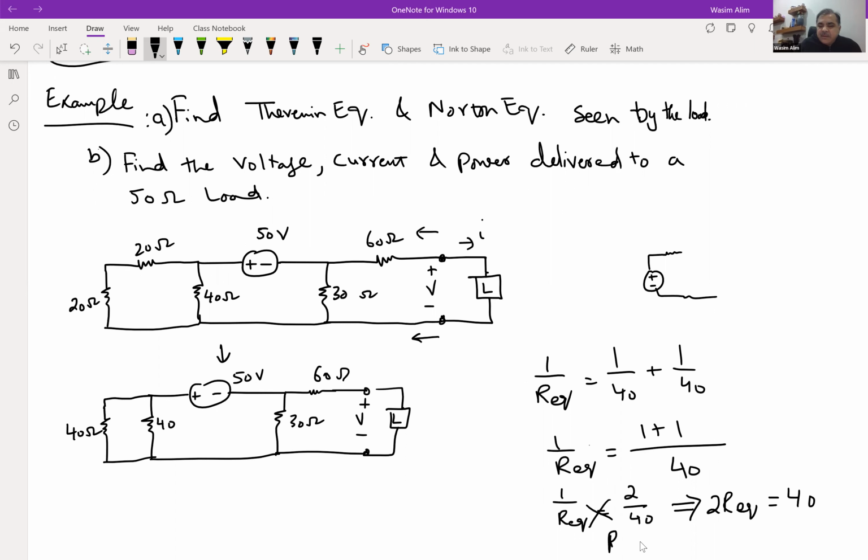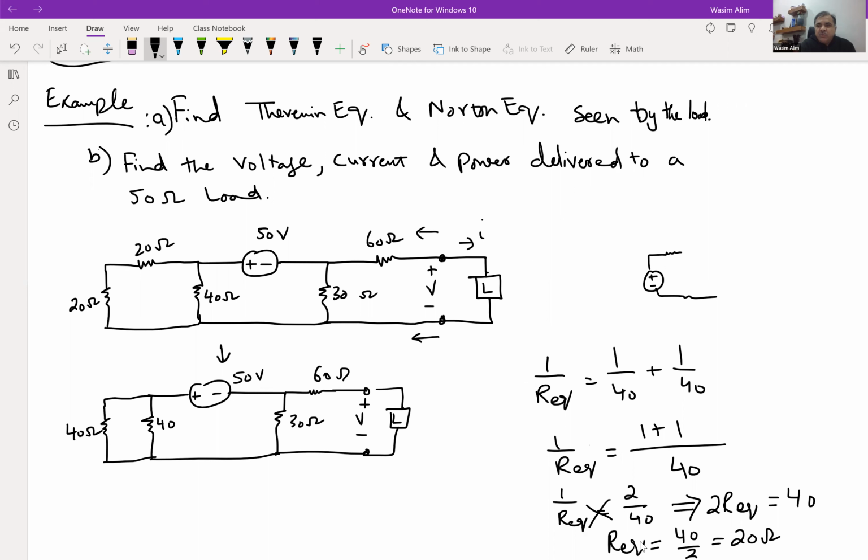And then R equivalent is 40 divided by 2. So what I did was divide both sides by 2. So I get rid of the 2 on the left hand side of the equation, and this is going to give me 20 ohms, which is consistent with what we have discussed in the past when we were talking about the equivalent resistances, that whenever you have two resistors of the same quantity connected in parallel, the equivalent value of those two resistors of the same value would be half of that value, right?